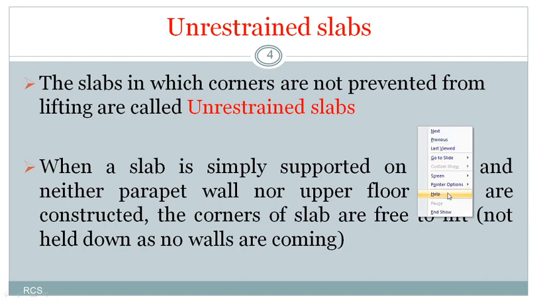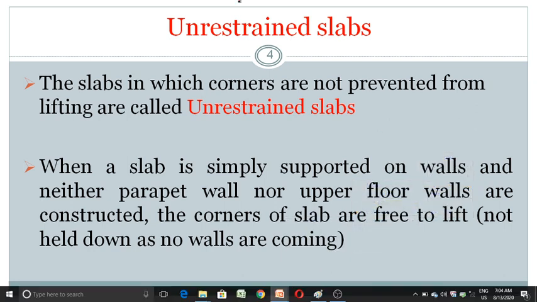You know, what is the definition of an unrestrained slab? An unrestrained slab means a slab whose corners are not prevented from lifting. These are the unrestrained slabs. Generally in restrained slabs the corners are prevented from lifting up. In the case of an unrestrained slab, the corners are free to lift off. So that's why it is called an unrestrained slab.